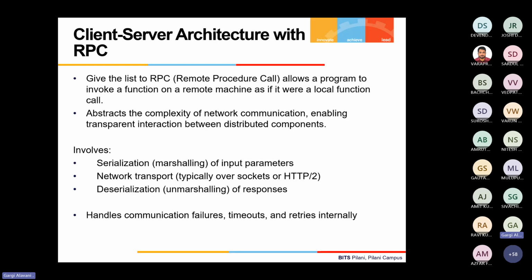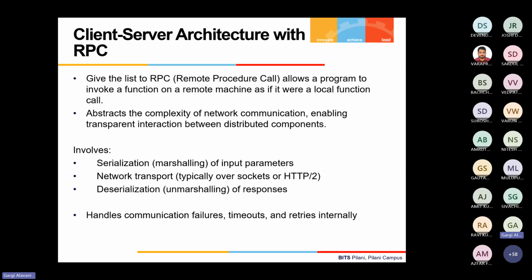What we cannot see is that behind the scenes, this call is serialized and sent to the server. The server executes it, and the result is sent back over the network. But as a client, you only see the function get user data. So how is this done? Basically, there's a concept of stubs.